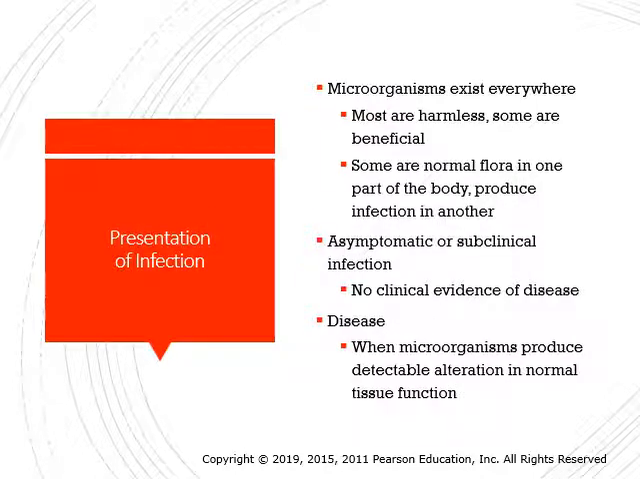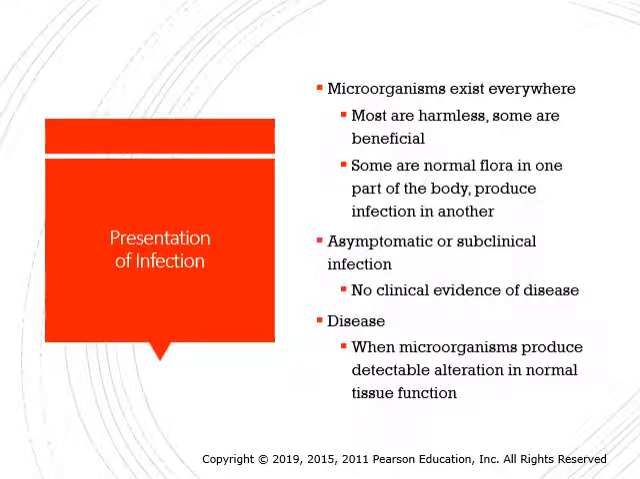Microorganisms exist everywhere. Most are harmless, and some are even beneficial. Some are found in normal flora in one part of the body, but may produce infection in another part of the body. One example of that is E. coli in the gastrointestinal tract. It plays a role in maintaining the balance between good bacteria and bad bacteria. But E. coli found in another area of the body, for example, in a urinary tract or in a wound, may produce infection in that area.